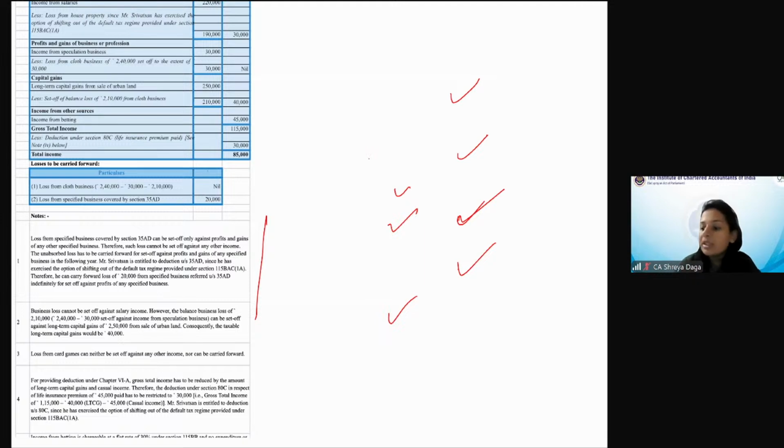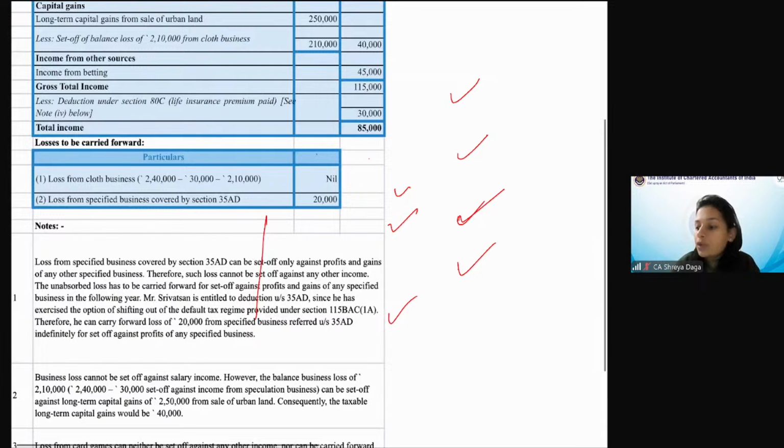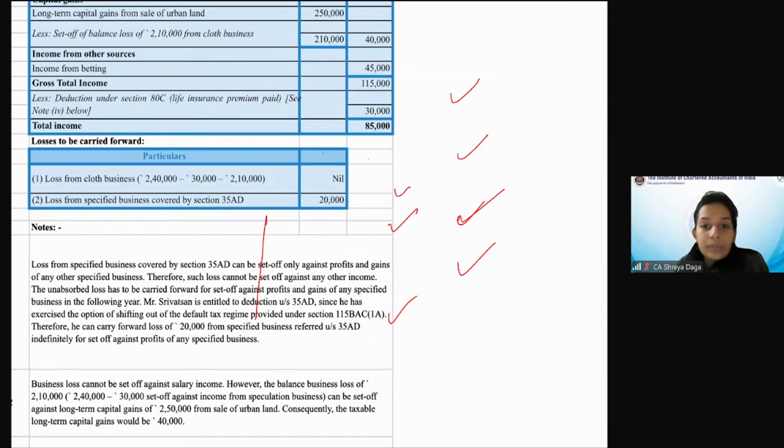You will limit your Chapter 6A reduction in a way that those incomes still remain included in total income. You'll understand it better when you do Chapter 6A. If you do not understand completely, do not bother. This solution note will remain with you. When you have done that chapter, you'll be able to understand this.